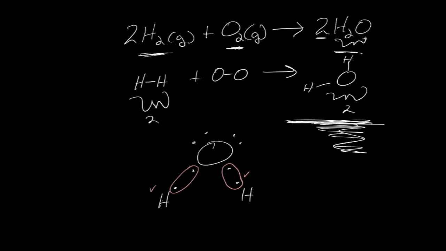Everything's fine. Now let's check and count for the oxygen: 1, 2, 3, 4, 5, 6, 7, 8. Oxygen has its 8 electrons. It's happy. Check. So all 3 atoms are happy when it forms water. We know hydrogen's happy because we just did it. We know oxygen's happy because we did it before. And the new molecule, water, is happy as well.